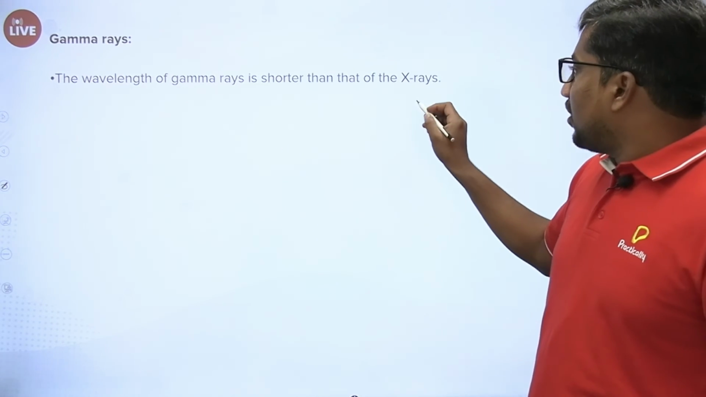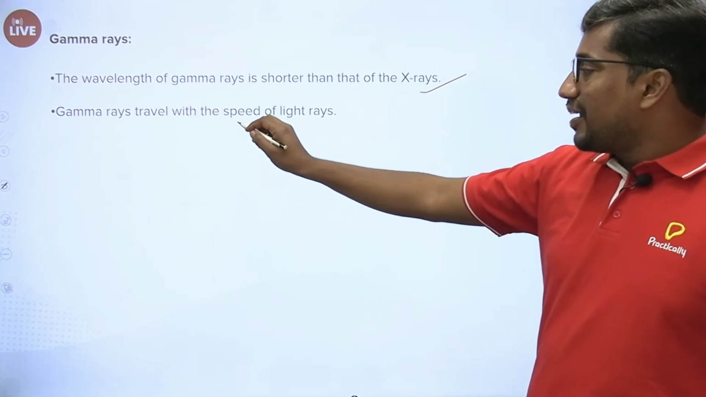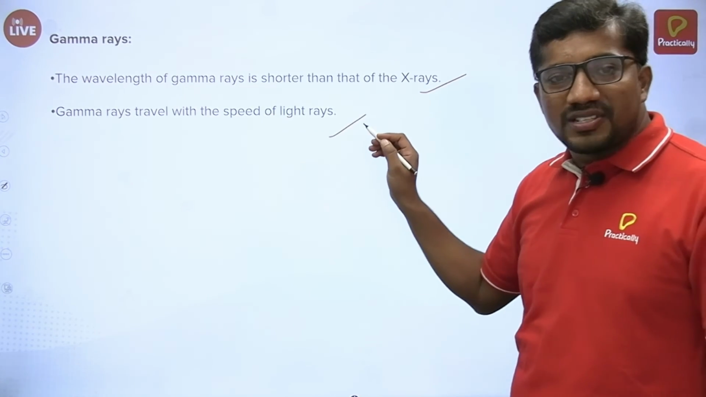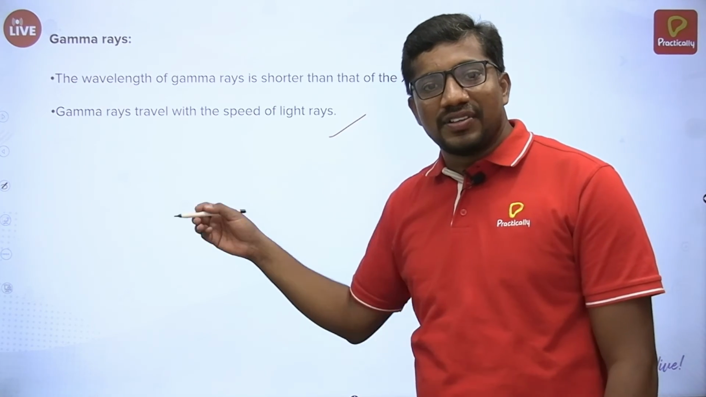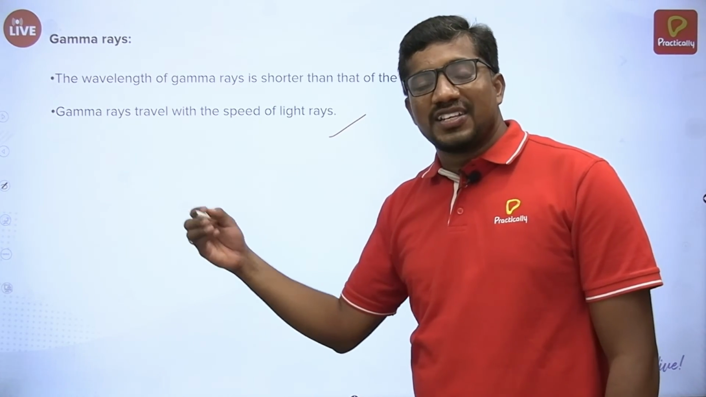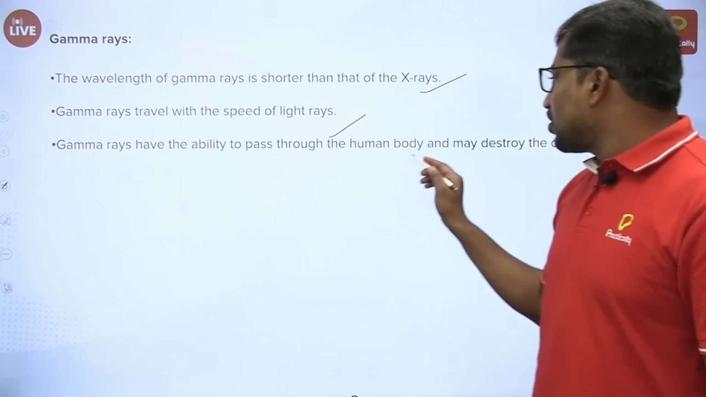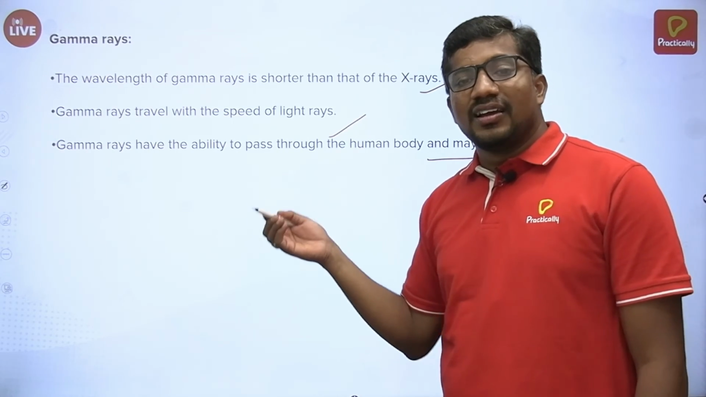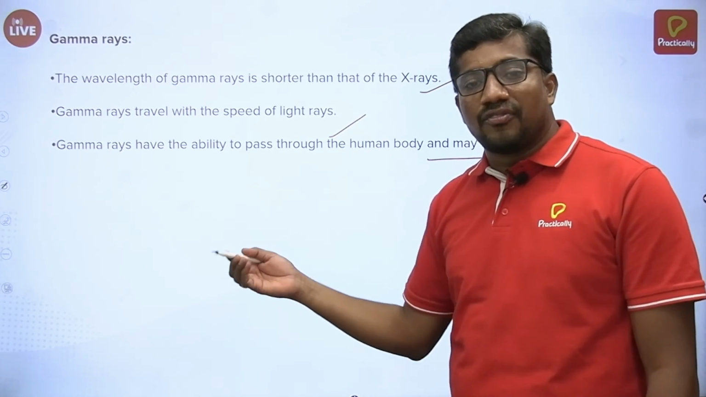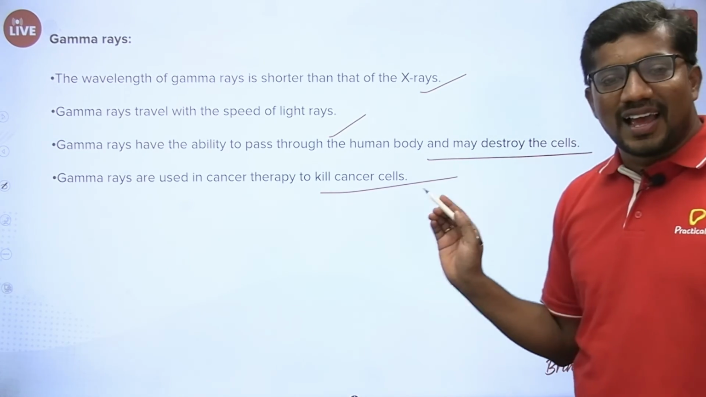The wavelength of gamma rays is shorter than that of X-rays. Gamma rays travel with the speed of light. Of course, in free space, all electromagnetic waves travel with a speed equal to the speed of light. They have the ability to pass through the human body and may destroy the cells, as I said, and they are also used in medical therapy, especially for cancer treatment. Gamma rays are used in cancer therapy to kill the cancer cells.